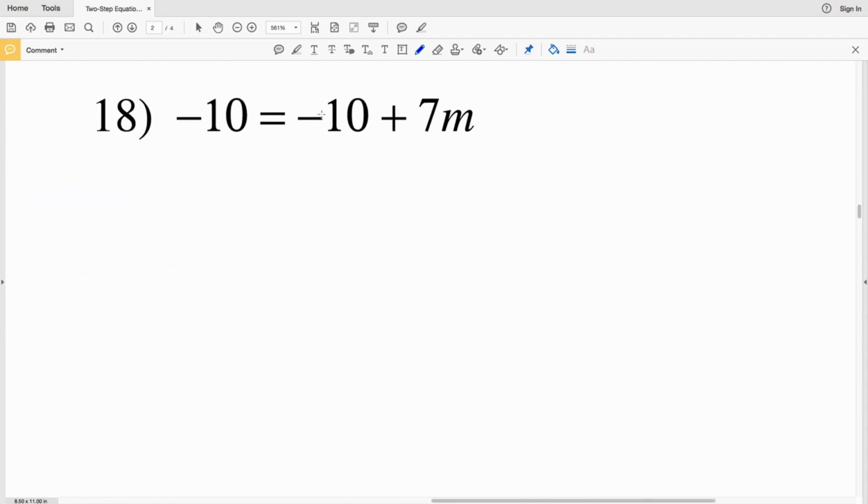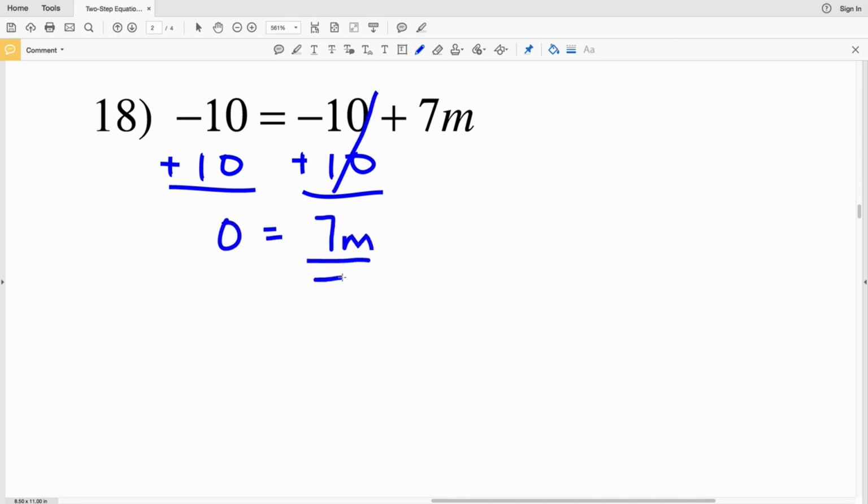Number 18, negative 10 equals negative 10 plus 7m. Adding the 10 to both sides will not only make this 0, but it will also make negative 10 plus 10 0. So we're going to have 0 equal to 7m. And we know that when you divide 0 by any number, it's going to be 0. So 0 is equal to m.